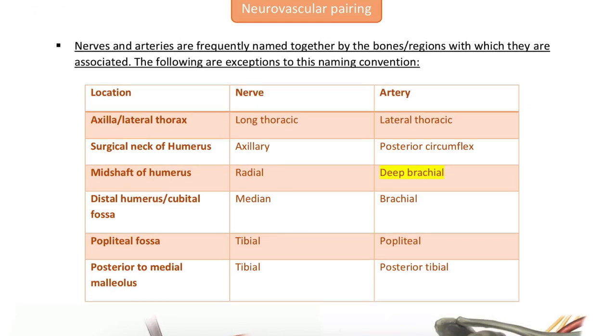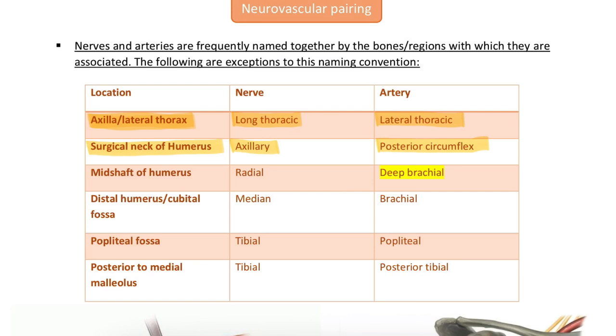In high yield, in the location of axilla and lateral thorax, we can see one nerve, the long thoracic nerve, and the artery will be the lateral thoracic artery. In the surgical neck of the humerus, if a surgical neck fracture happens, we have to think about the axillary nerve and the posterior circumflex artery. The axillary nerve innervates the deltoid and teres minor muscles. If there is any stretching or tear of the axillary nerve, the deltoid will atrophy and there will be no abduction. These are the things we have to focus on.